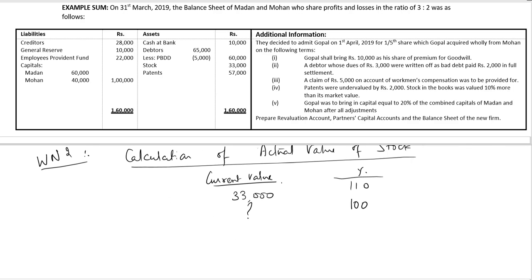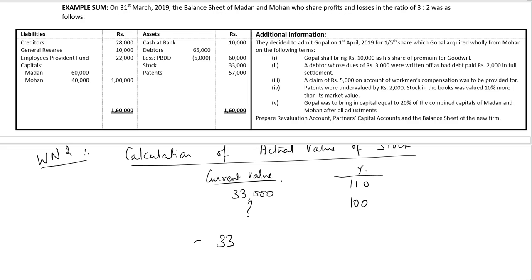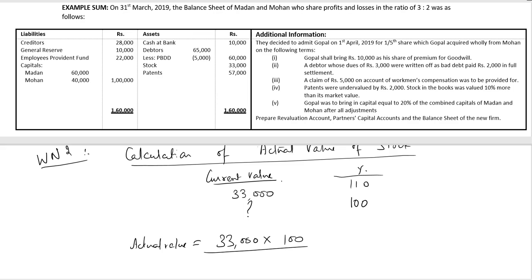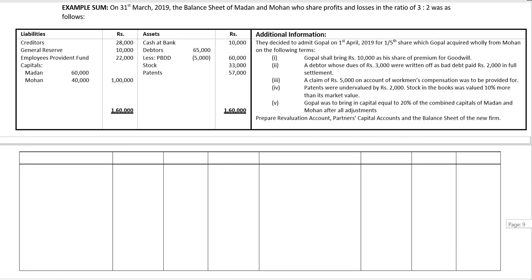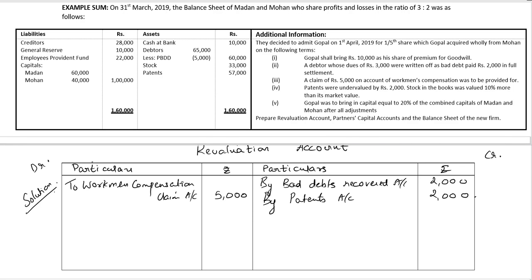So to get the actual value, which is 100%, let's do the unitary method. 33,000, the actual value. 33,000 rupees multiplied by 100 divided by 110. So we have that the actual value of stock is ₹30,000. So as against the book value of 33,000, the actual value is only 30,000. So let's post this in the revaluation account. We need to decrease the value of stock by 3,000 rupees.